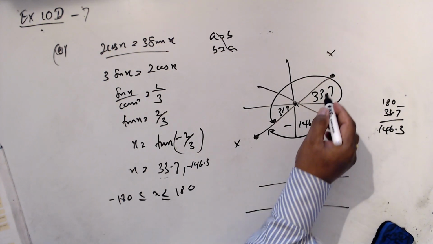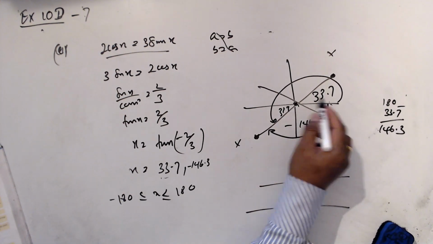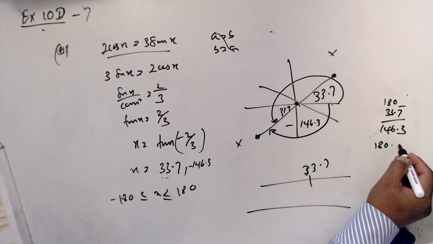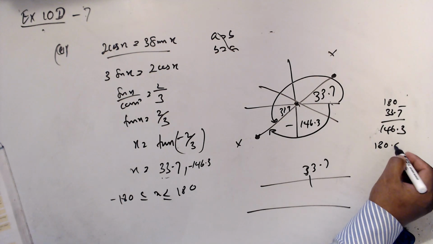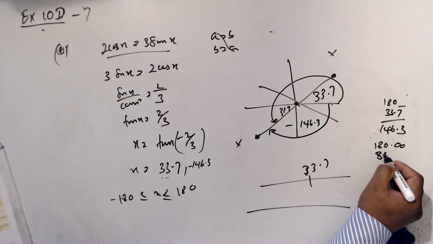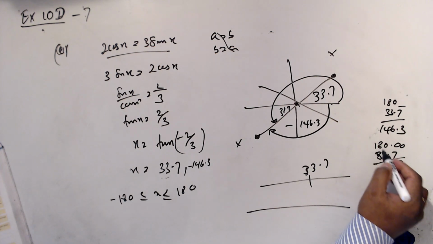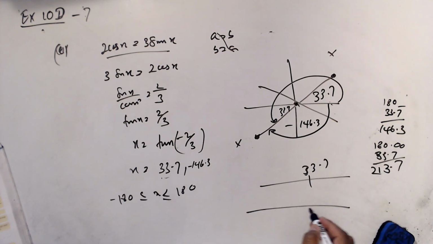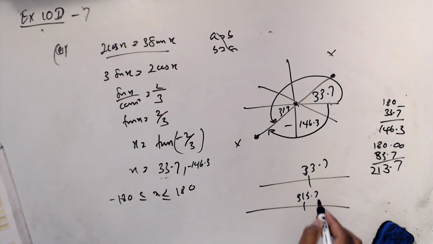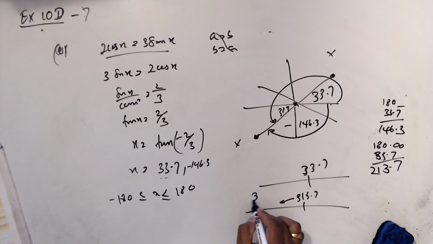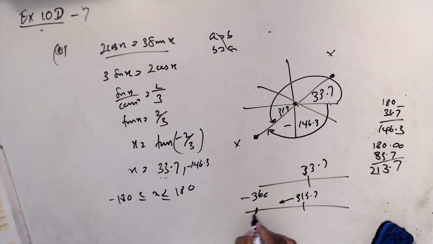In case you take this one, 180 plus 33.7, so this is 213.7. Then you have to take 360 out. Then you will get this answer again.